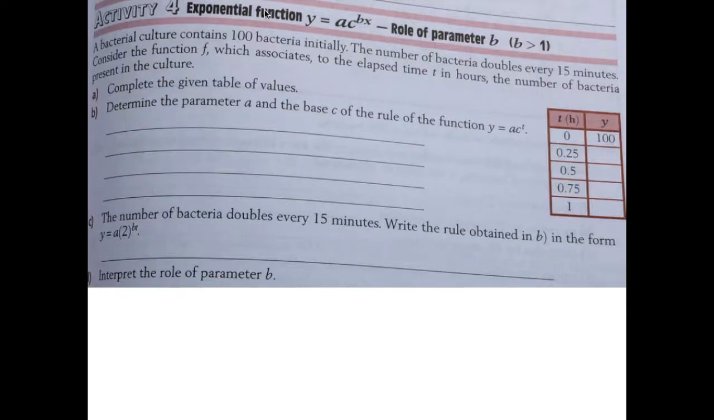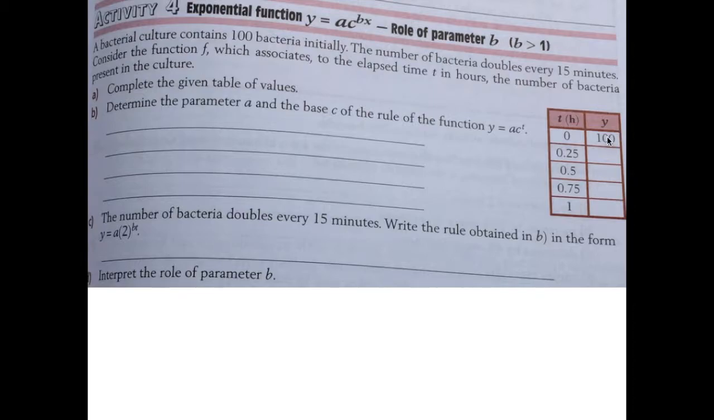Activity 4, exponential function y is equal to a times c to the bx. Role of parameter b, where b is greater than 1. A bacterial culture contains 100 bacteria initially. The number of bacteria doubles every 15 minutes. Consider the function f, which associates to the elapsed time t in hours the number of bacteria present in the culture. A. Complete the given table of values.